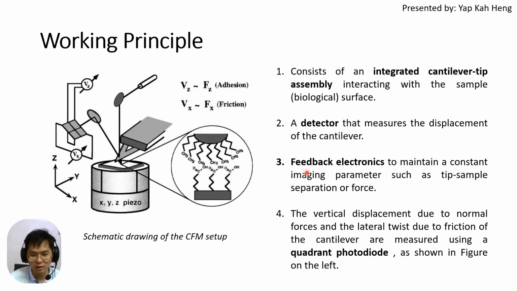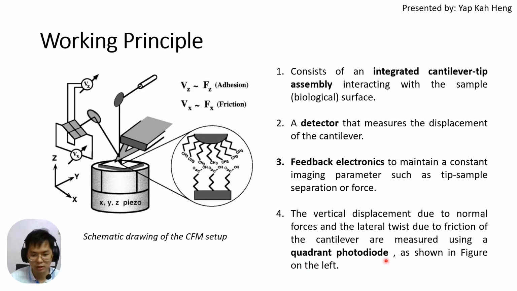Then we have the feedback electronics to maintain a constant imaging parameter such as tip-sample separation or force. Between the tip and the sample, we can detect the forces and generate a signal to the electronics, and the electronics will give feedback to our system. And lastly, we have the vertical displacement due to the normal forces and the lateral twist due to the deflection of the cantilever, measured using a quadrant photodiode as shown in the figure on the left.